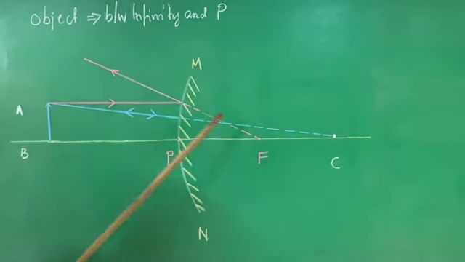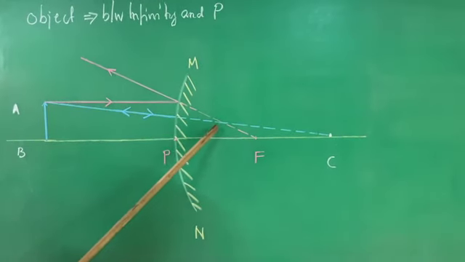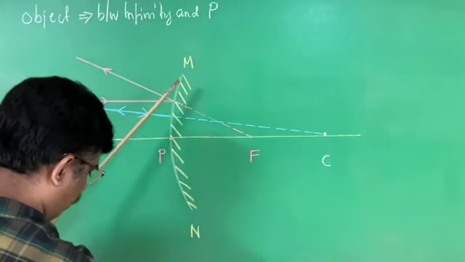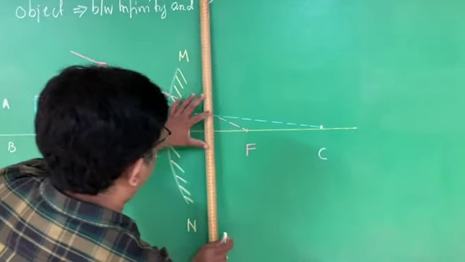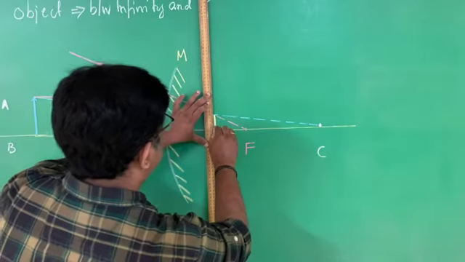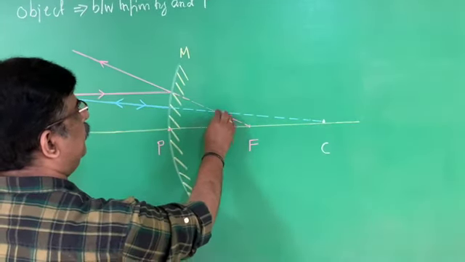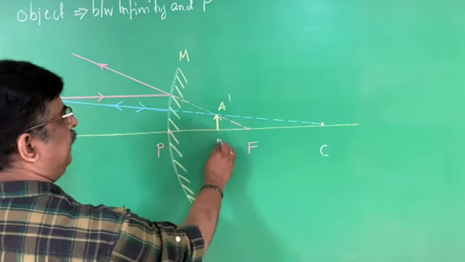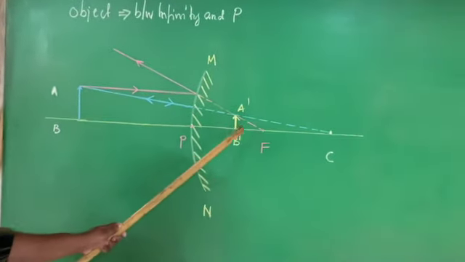And this is also a reflected ray. These two reflected rays intersect here. Therefore, here we are getting the image. The image is somewhere here. I write the image. This is A dash, B dash. Now see, where is the image? It is behind the mirror.